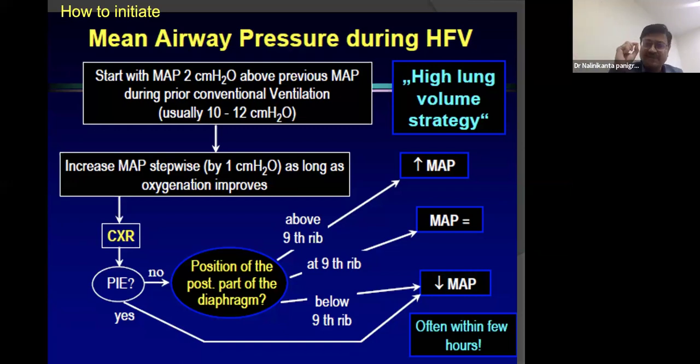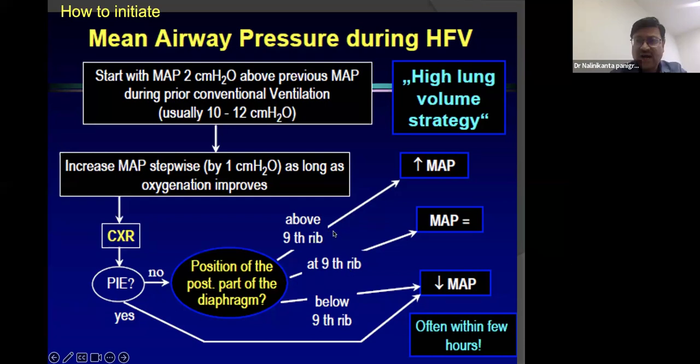And after choosing the mean air pressure, see, is there improvement in oxygenation, FiO2? If oxygenation starts improving, you are probably at the right mean air pressure. If not, you have to increase by 1 or 2. Within half an hour to 1 hour, you have to do a chest X-ray. See the 6 to 8 rib spaces, so the 9th rib is visible above the diaphragm. If that is what you are achieving, probably the recruitment is over.